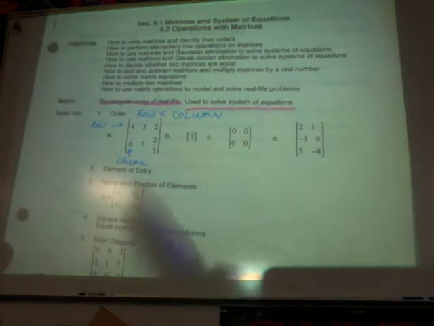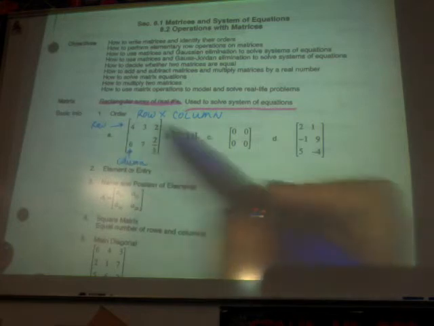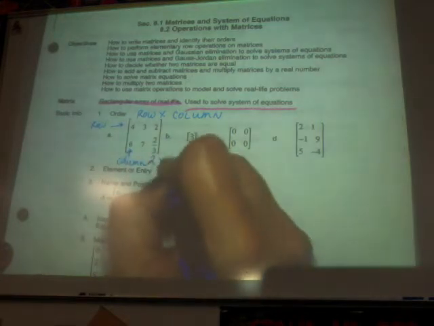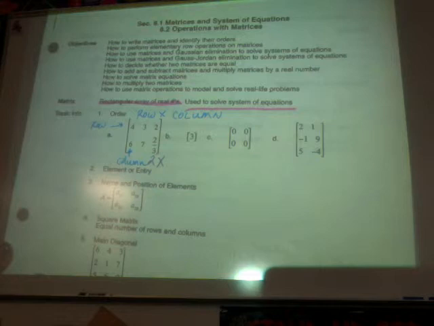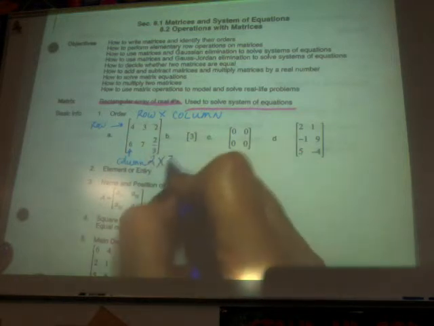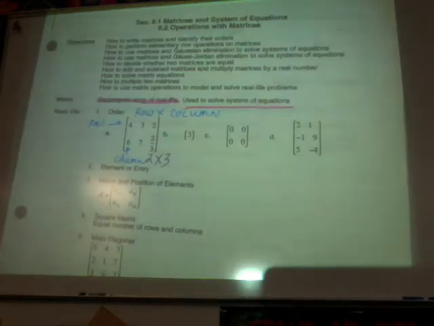So if I were to name this one row by column, wouldn't I have two rows? So this would be a 2 with a big capital X, and then it's got 3 columns, right? So this is called a 2 by 3. It's really important that you know that you do row by column, because it's going to come into play when we multiply matrices. If you don't know how to name it, you're going to have trouble with multiplying matrices.